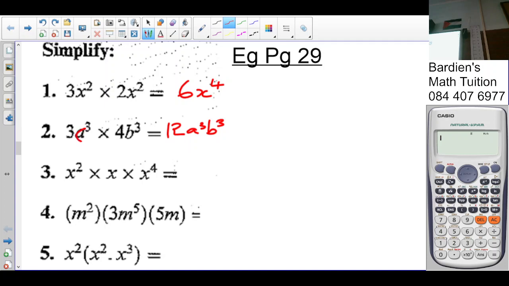Now, is A, the base A and the base B the same? Now, why are you adding the indices? You're not following the rule. You want to make up your own rules. So that's why A cubed remain A cubed, B cubed remain B cubed. Verstaan jy? Alright.